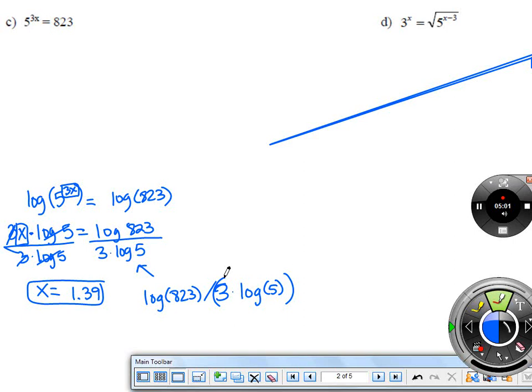All right, when I look at part D, the first thing that bothers me is that there is a square root on the outside. So I'm going to go ahead and square both sides of that problem.